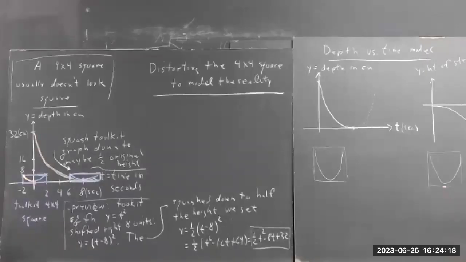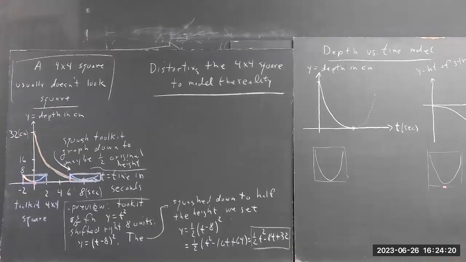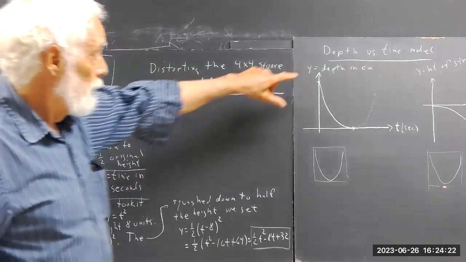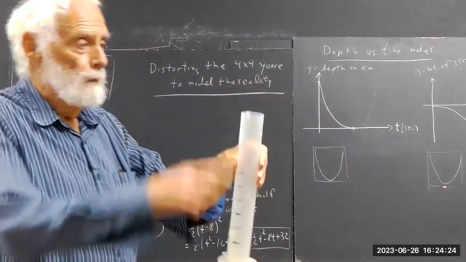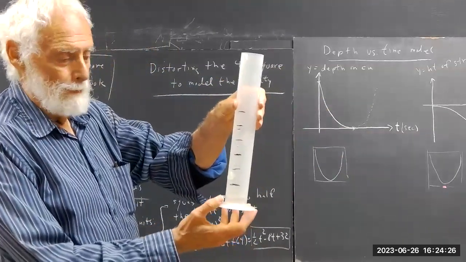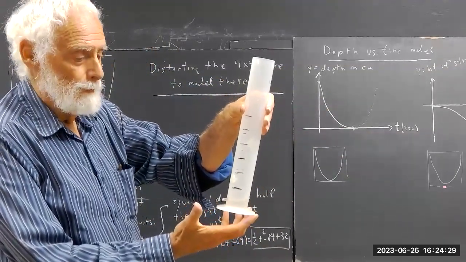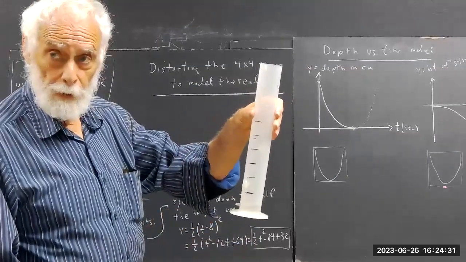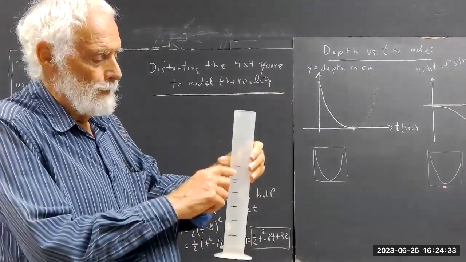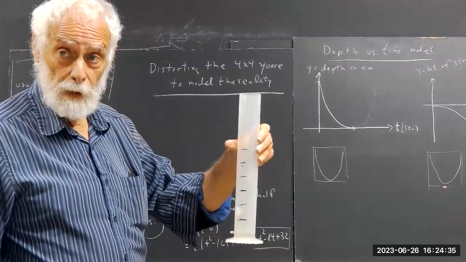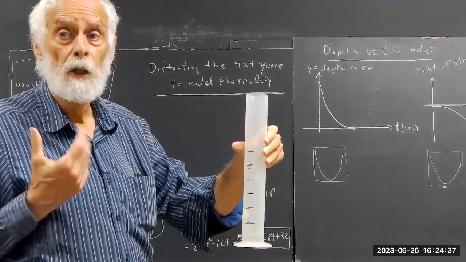Okay, we've seen the depth versus clock time model. It looks kind of like this. We just put water in this thing and we release the flow of water, and water flows out of this tube. And the depth is a quadratic function of clock time.